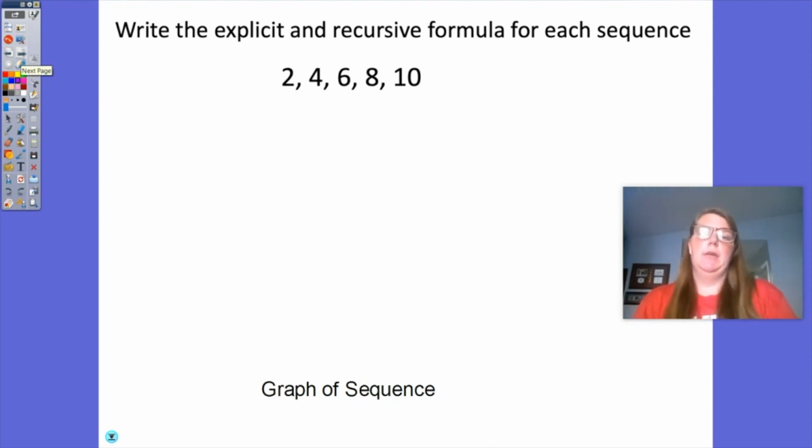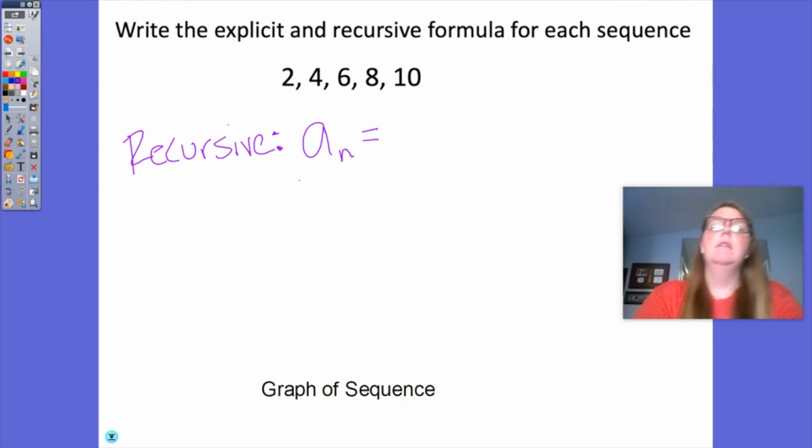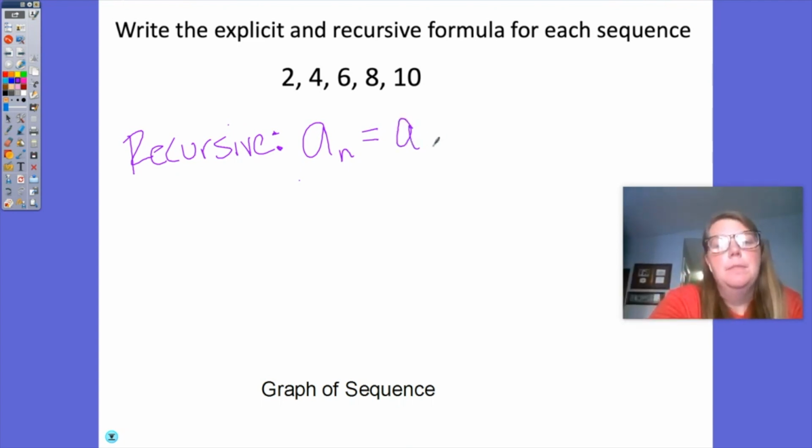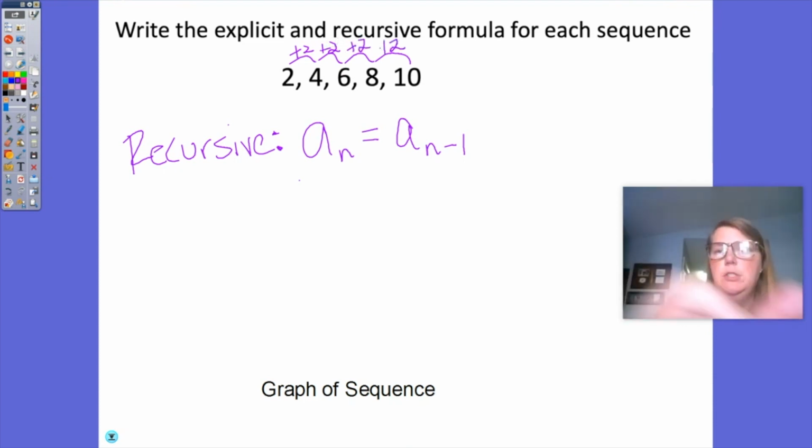So here's a sequence. 2, 4, 6, 8, and 10. So we're going to find the recursive first. And remember, the recursive formula refers to any number, so we're going to call that a sub n. And we could take the previous number, a sub n minus 1, and what's happening each time. So if we are looking from one term to the next term, from 2 to 4, that would be plus 2. 4 to 6 would also be plus 2, 6 to 8 would be plus 2, 8 to 10 would also be plus 2. So when we're talking about this formula, we are going to add 2 each time.